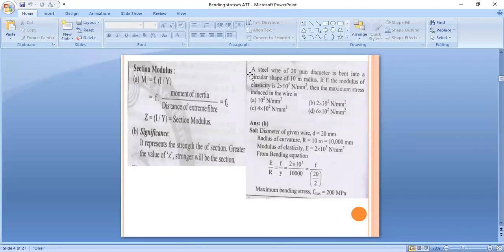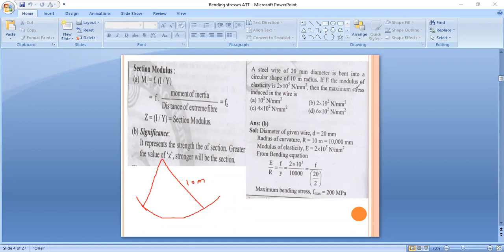Now we will continue examples on some basic points. We have discussed earlier. Our first example: a steel wire of 20 mm diameter is bent into a circular shape of 10-meter radius. Suppose this is our circular shape wire, and this radius is 10 meter.